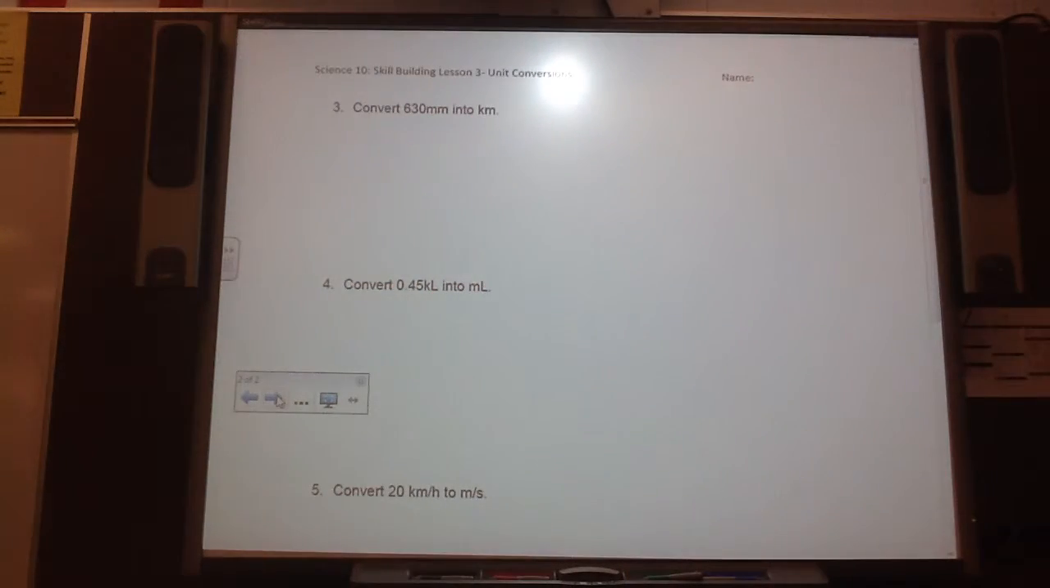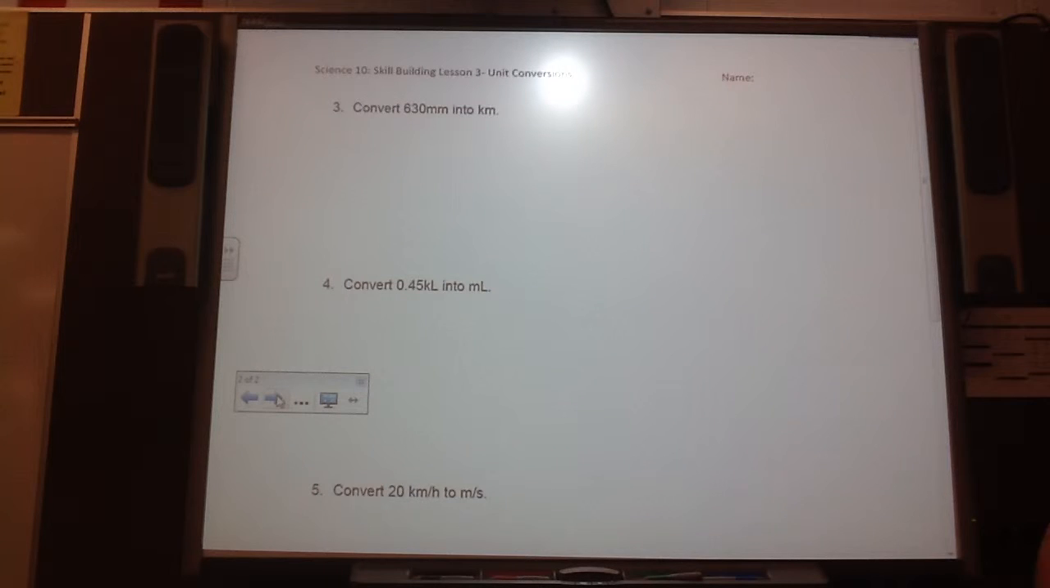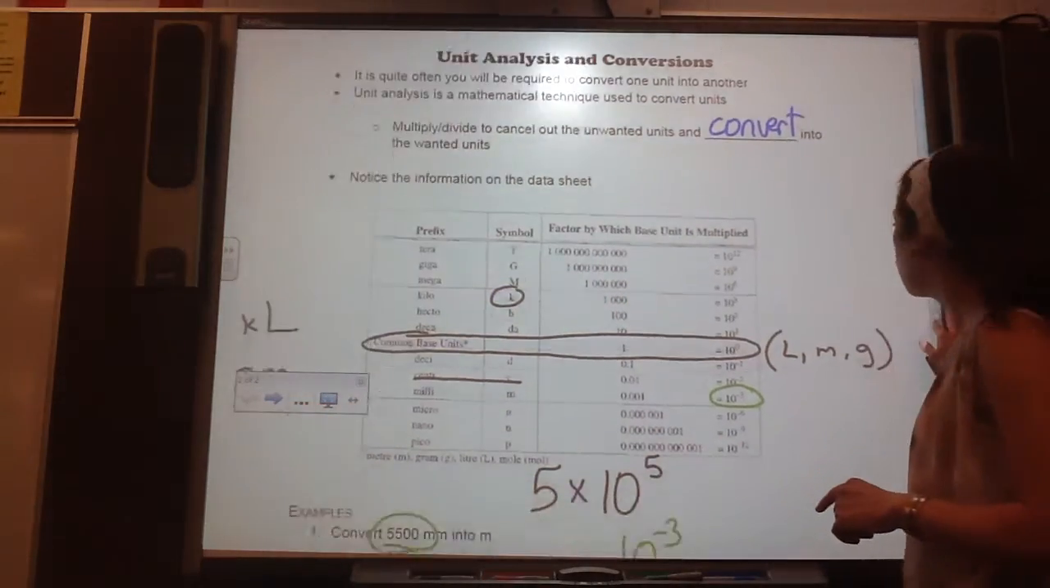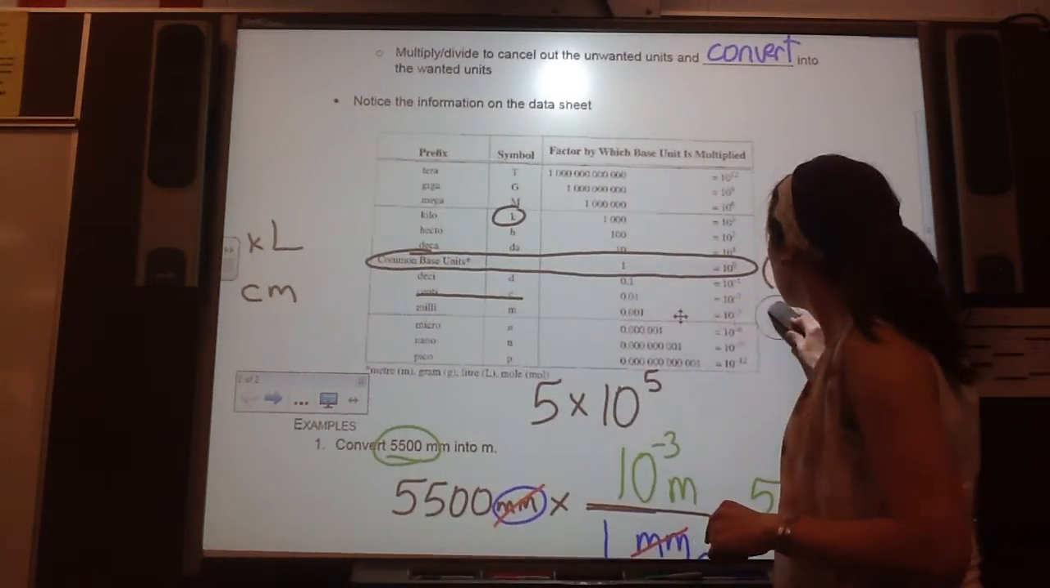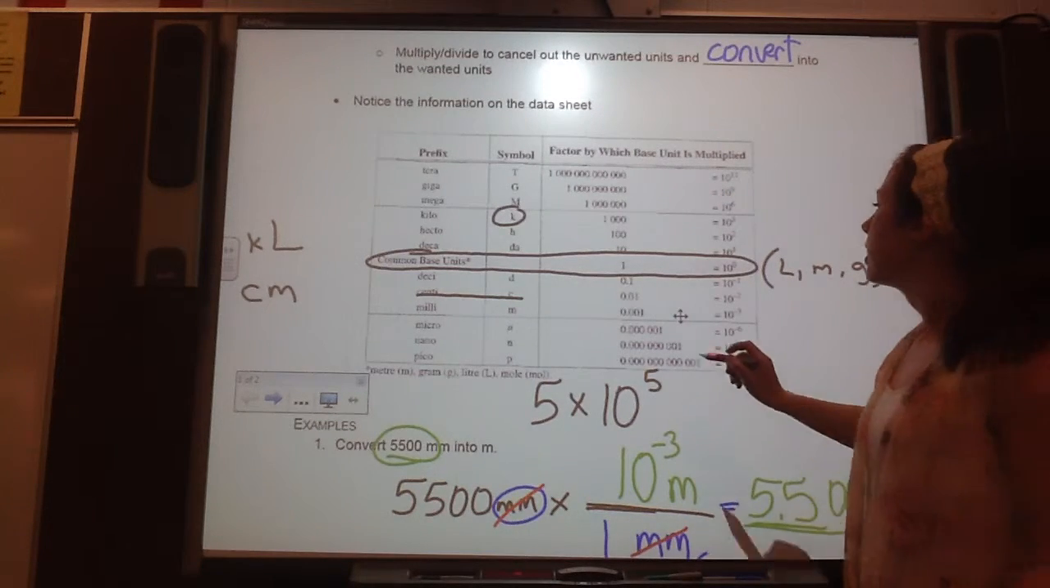Now look at this. Convert 630 millimeters into kilometers. So let's just look at our chart for a second. So we are being asked to go from something in millimeters.